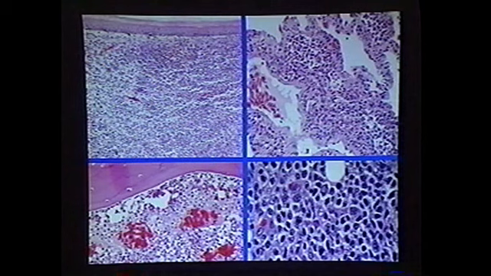Typical histologic appearance, though: sheets of neoplastic lymphoid cells here in the skin, here in the interstitium of the lung, here in the bone marrow, and a high magnification view showing the anaplastic lymphoid cells.